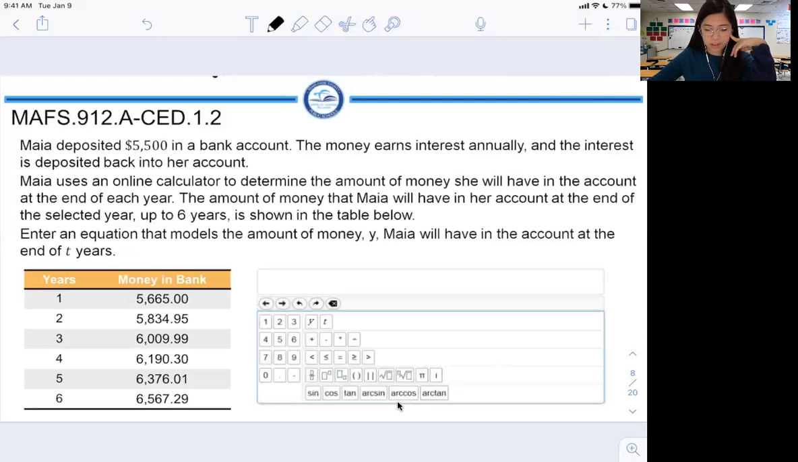The amount of money that Maya will have in her account at the end of each year, up to 6 years, is shown in the table below. Enter an equation that models the amount of money y Maya will have in the account at the end of t years. Okay, so they're telling you what variables to use. And now we've got to figure out what type of function this is. Is it going to be linear, exponential, or something else?